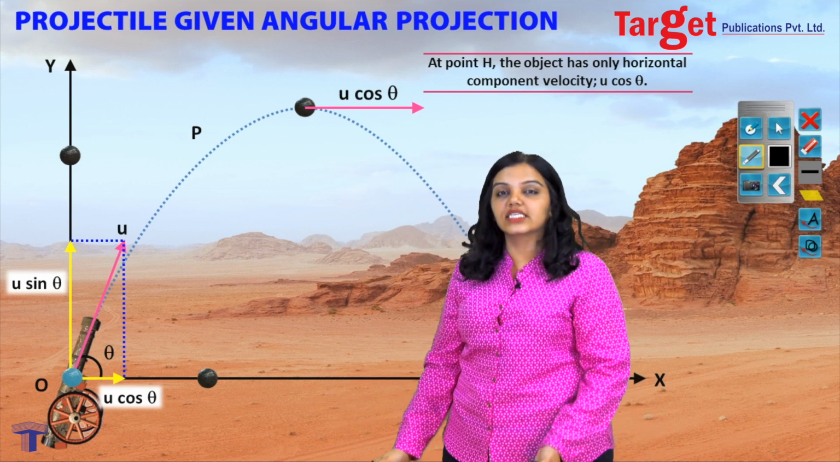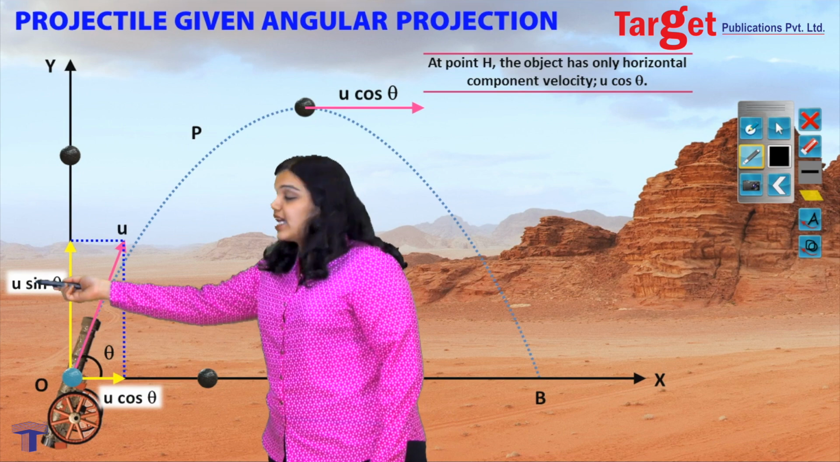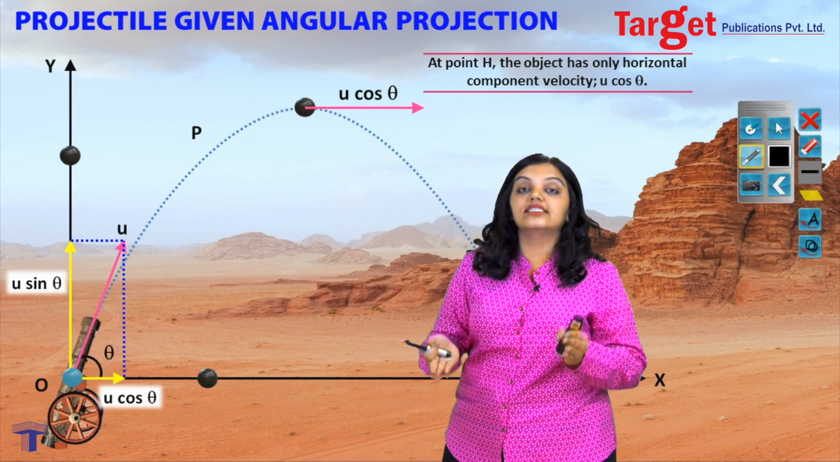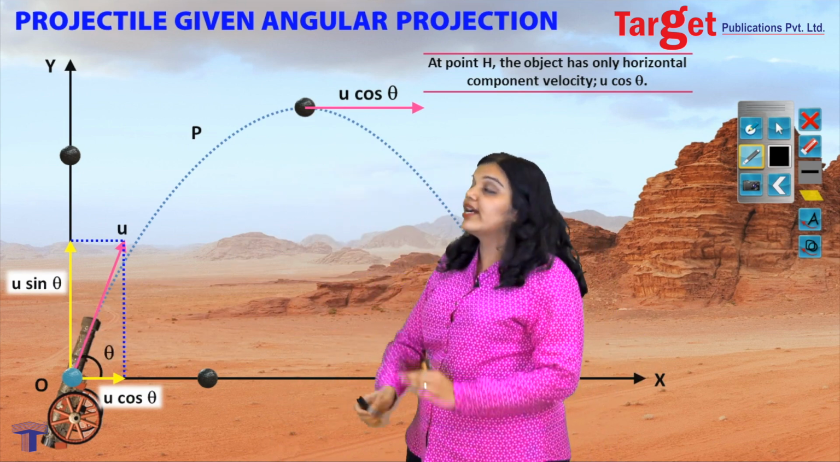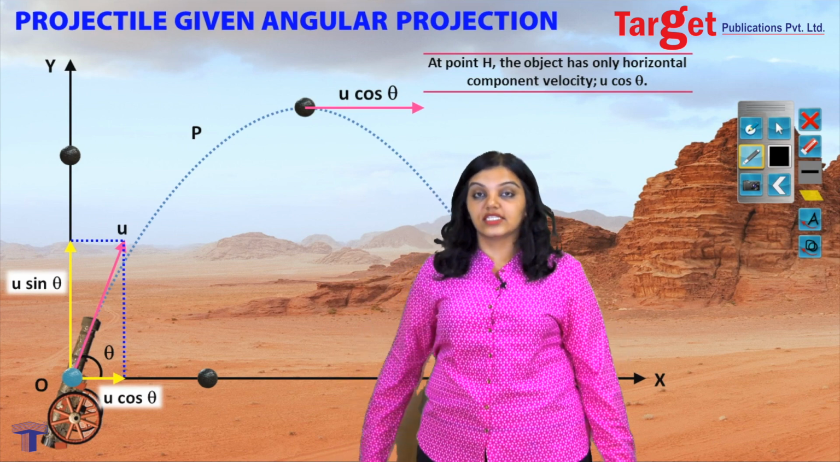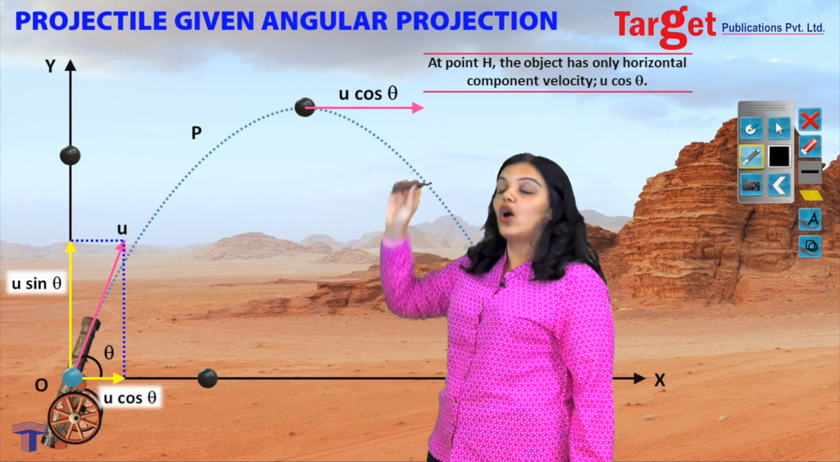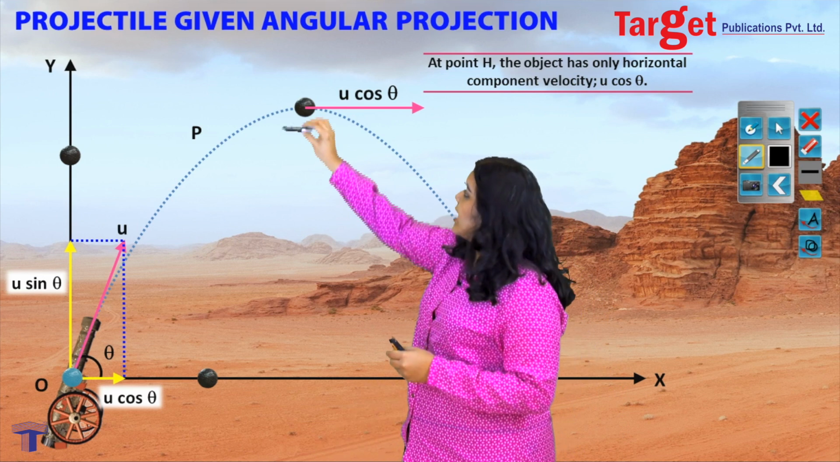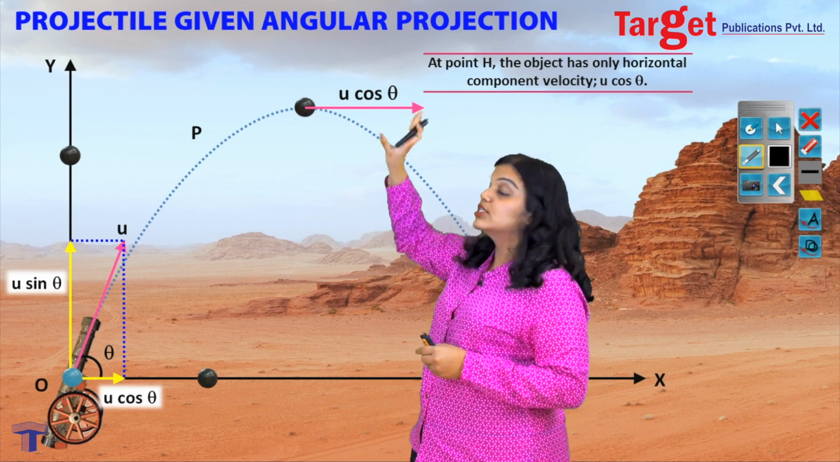But what happened to the vertical velocity? Initially, it was u sin theta. It went on decreasing, decreasing, decreasing. And at the highest point, there is no vertical velocity. All the velocity is only horizontal. Okay, so at the highest point, the vertical velocity is 0.